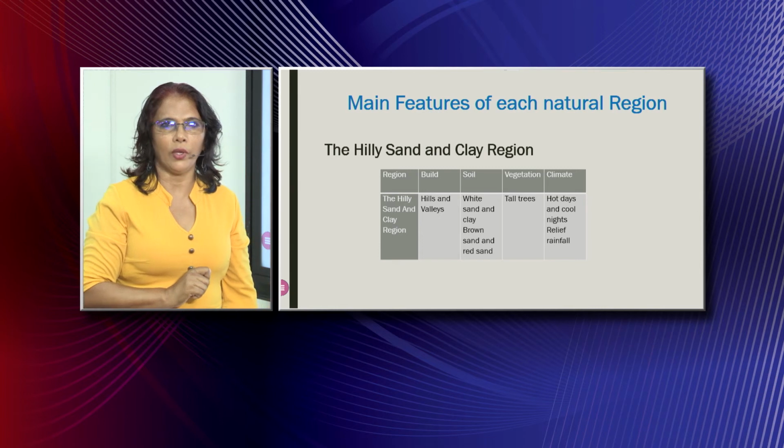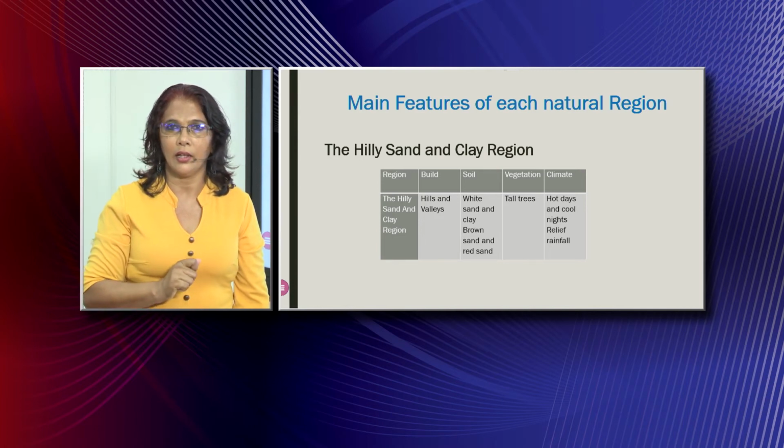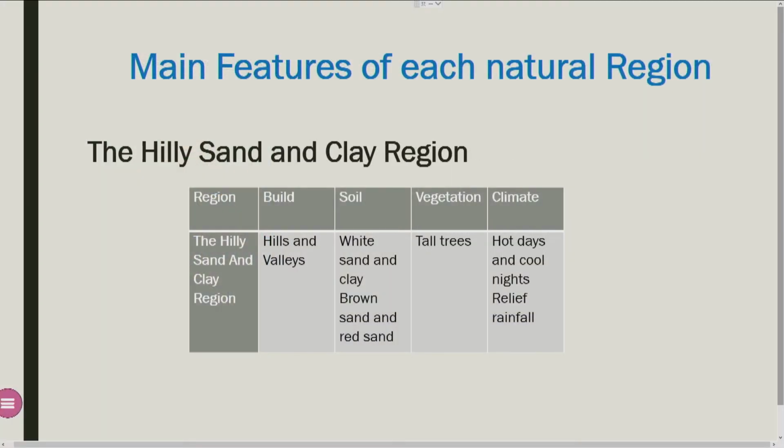We are continuing with the main features of each natural region, and this time we are going to talk about the hilly sand and clay region. All right, so the name of our region is the hilly sand and clay region. The build, you have hills and valleys. Hills go up and valleys are down between the hills. Then you have the soil. The soil is white sand and clay, brown sand and red sand.